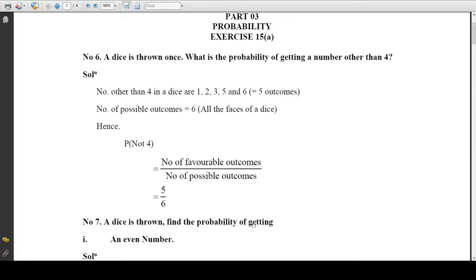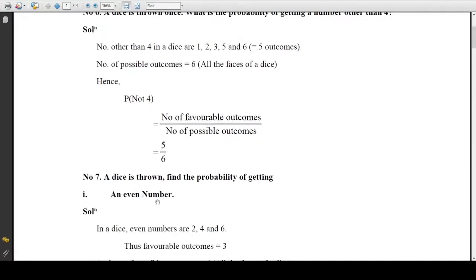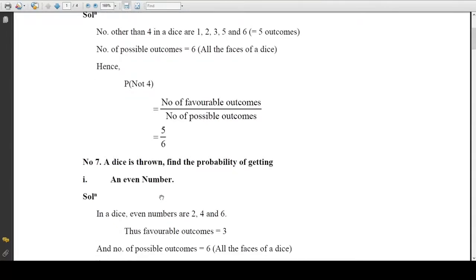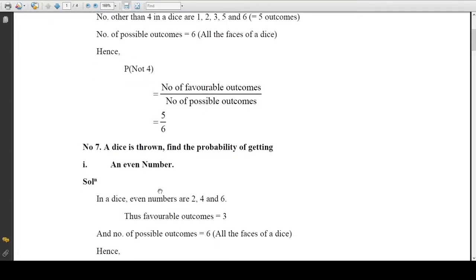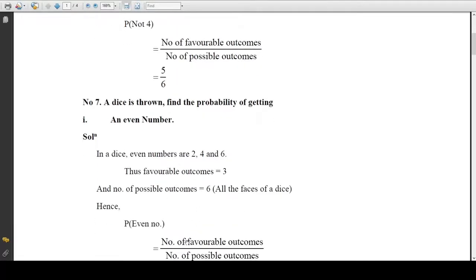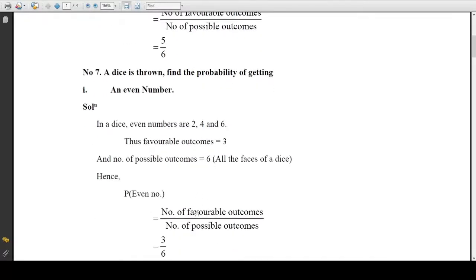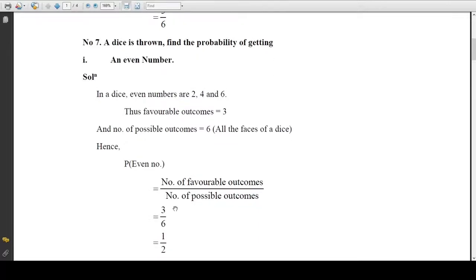Next, on number 7, a dice is thrown. What is the probability of getting an even number? Even numbers are 2, 4 and 6, that is 3 outcomes. Possible outcomes will be all the 6 faces of the dice, which is 6. Hence the probability of getting an even number will be 3 by 6, cancelling, 3 1s are 3, 3 2s are 6, or half is the probability of getting an even number.